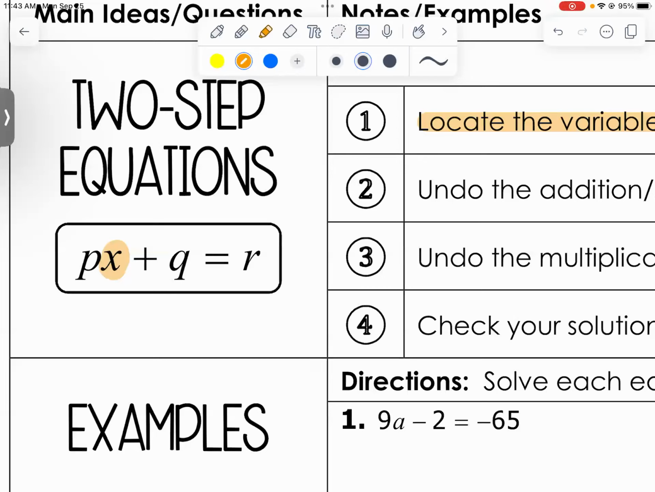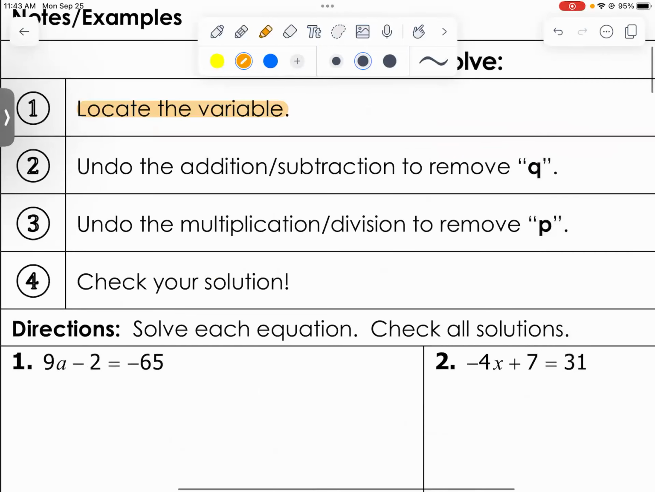When we have two numbers that we need to get rid of, we're going to undo the addition and subtraction first, then we're going to undo the multiplication and division second. So we're going to have to kind of go backwards with our order of operations. What I like to say is we're going to look at whatever number is closest versus furthest away. The further away the number is from our variable, that's what we need to move first.